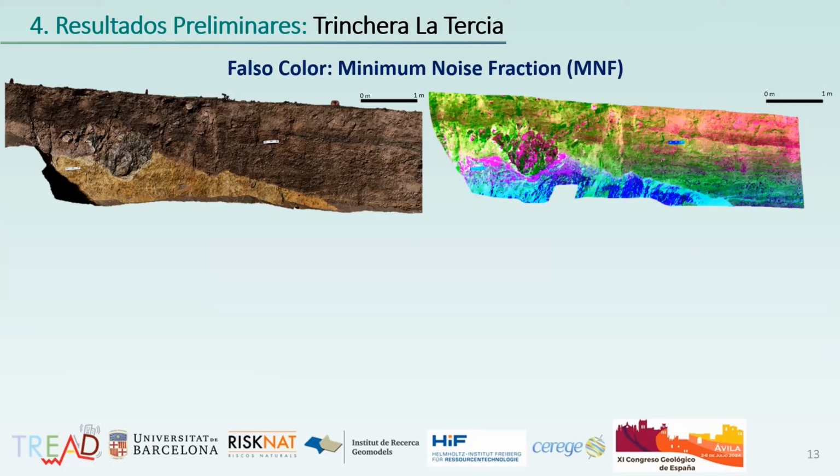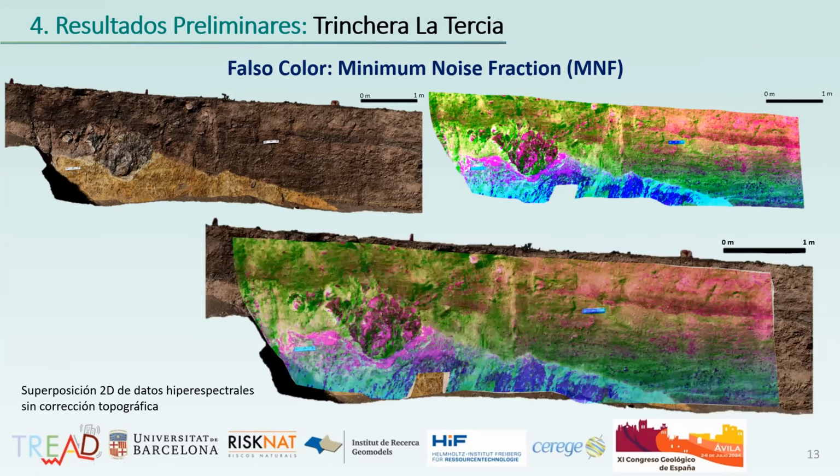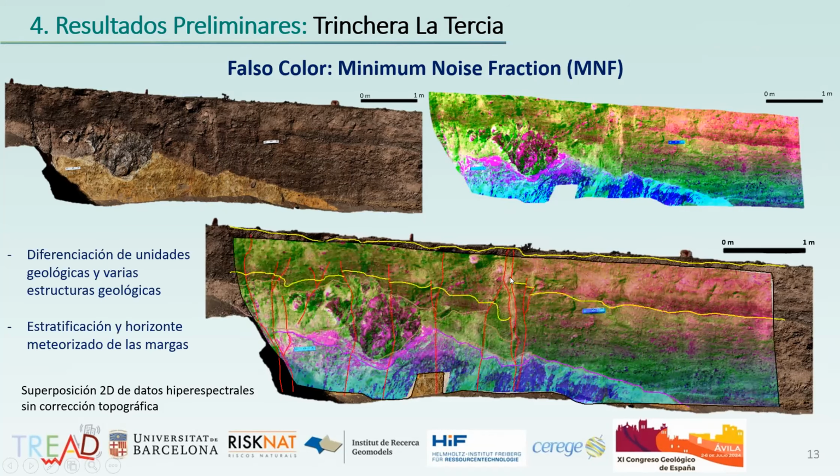Also, we can use other filtering and transforming, like the principal components, minimum noise fraction. These are techniques that they normally use in hyperspectral imagery. So we create a false color image. And if you see here, actually, there are so many things. If we just put the image against the photogrammetric wall, so many new things can be clarified. For instance, the fault is very clearly seen.